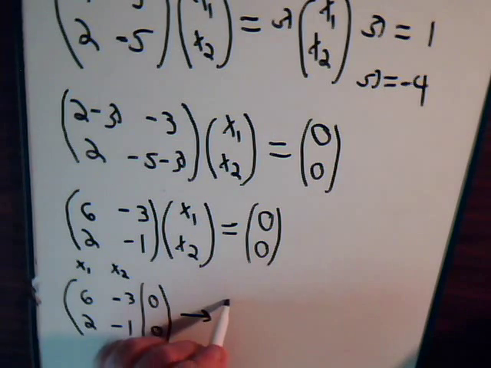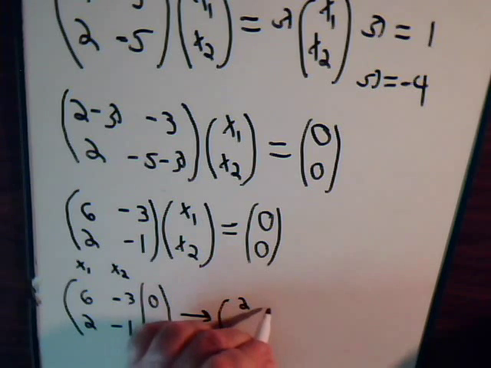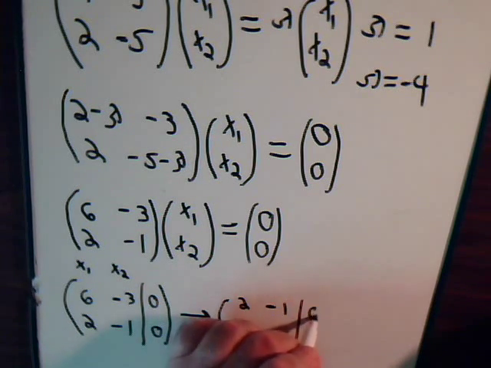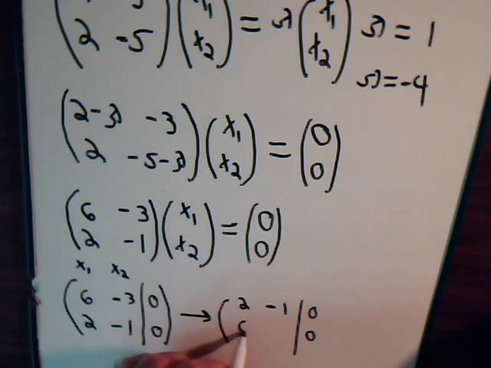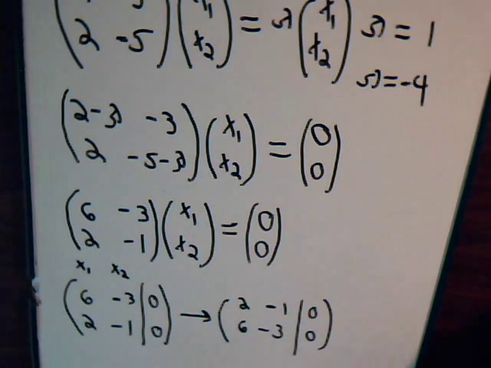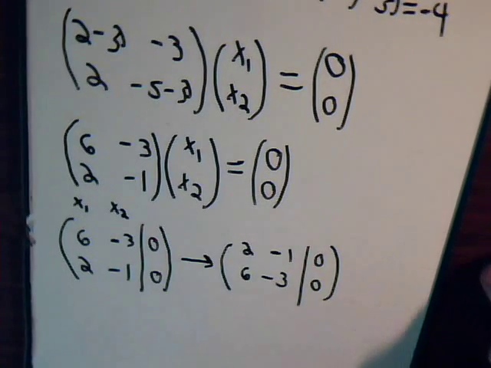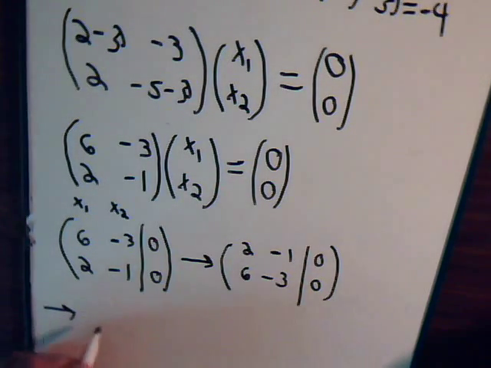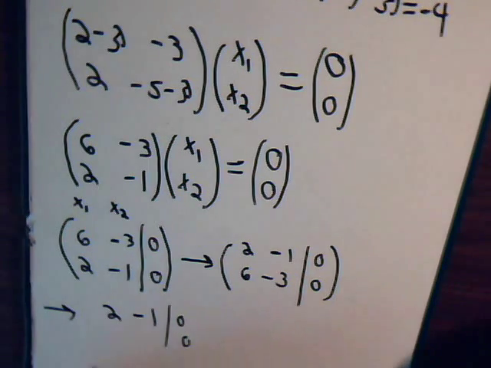We can exchange these two rows. So we have 2, minus 1, 0, and 6, minus 3, 0. Multiply this by minus 3 to give a minus 6. We add to make that 0. So let's do that. This stays unchanged, of course. So this is 0. And minus 3 times minus 1 is plus 3. Add to that. This is 0. So we end up with this.